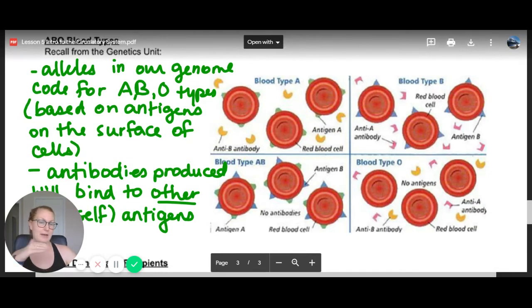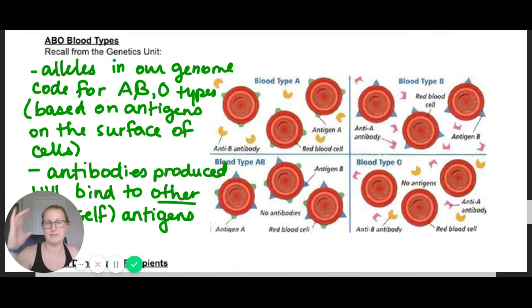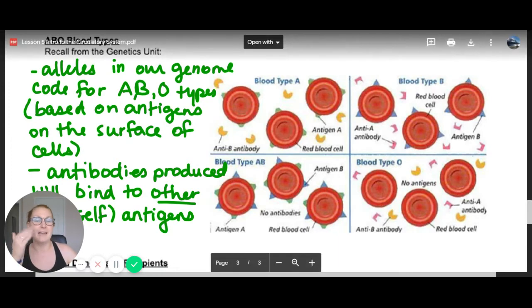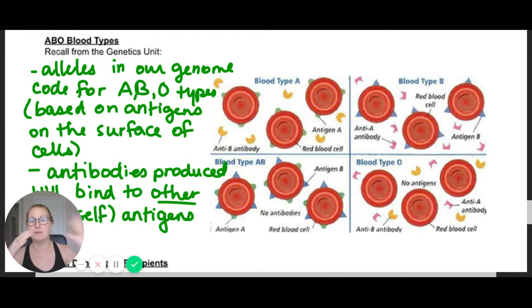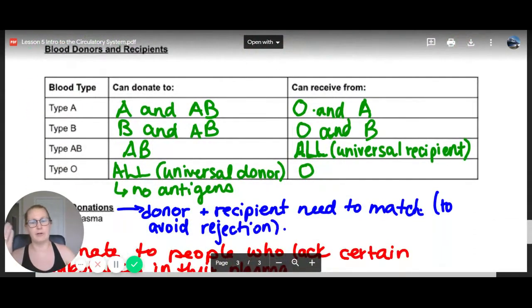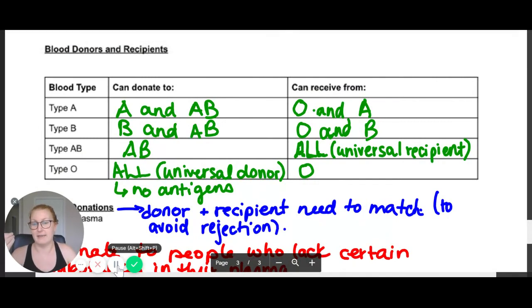But I can take blood from a type O person and give it to anyone because there's no antigens on the surface that are going to be rejected. Likewise, I can give any type of blood to a type AB person because they don't make any antibodies. Okay, so this little table is sort of summarizing what I've just said there.